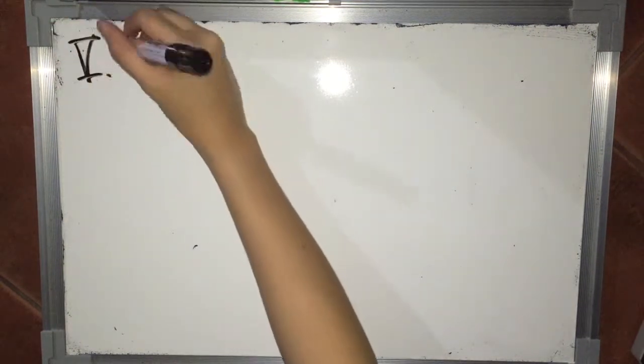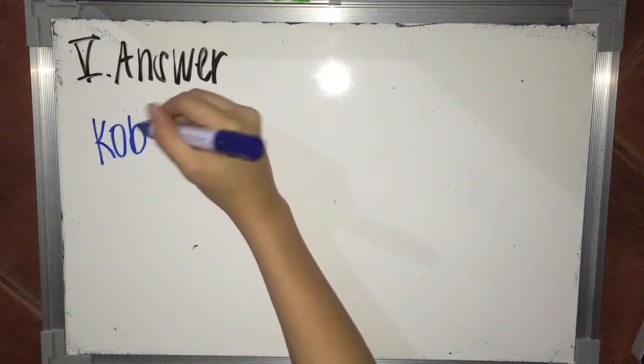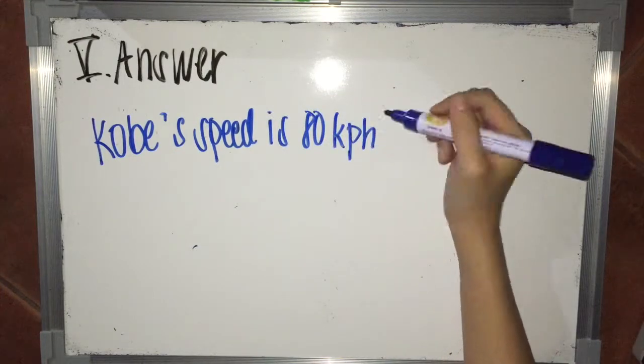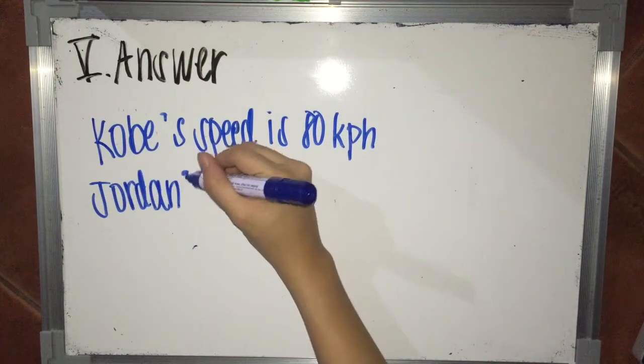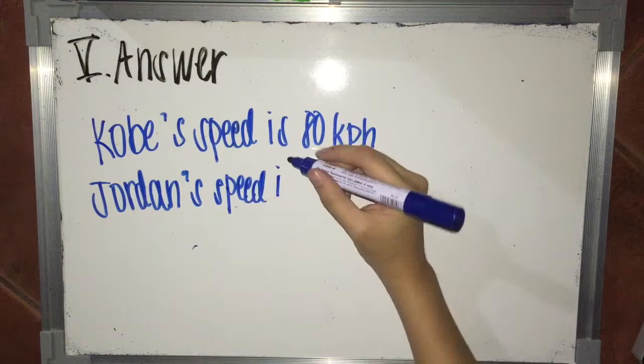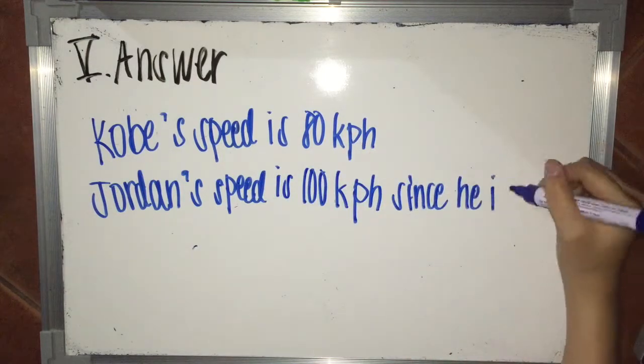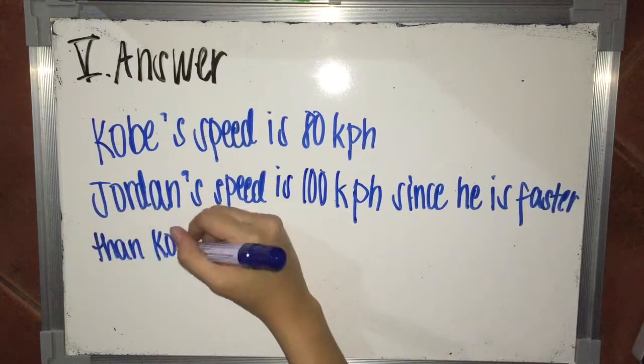Our fifth and final step is answer. Since the given value in our checking was 80 and it was correct, that is our answer for Kobe since he is x. Kobe's bus had a speed of 80 kilometers per hour, and for Jordan's bus it's 100 kilometers per hour since it's x plus 20, and also because he is faster than Kobe.